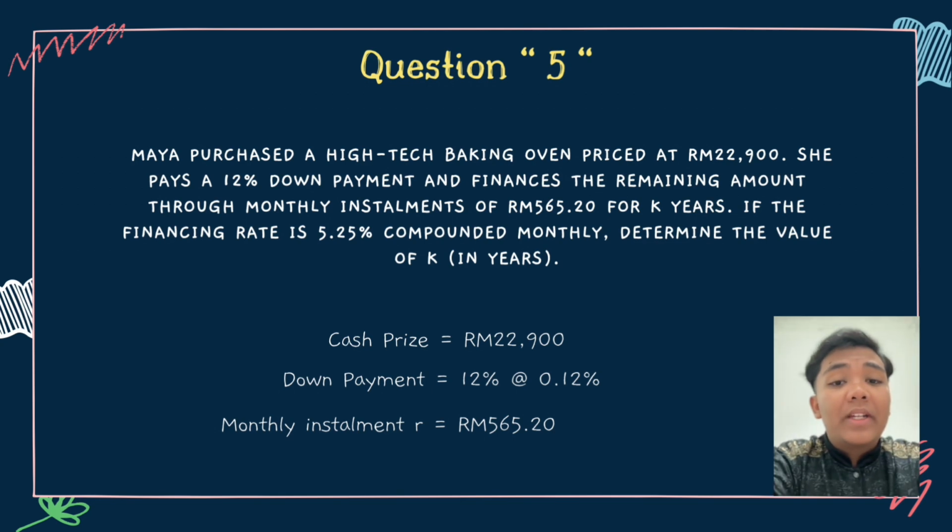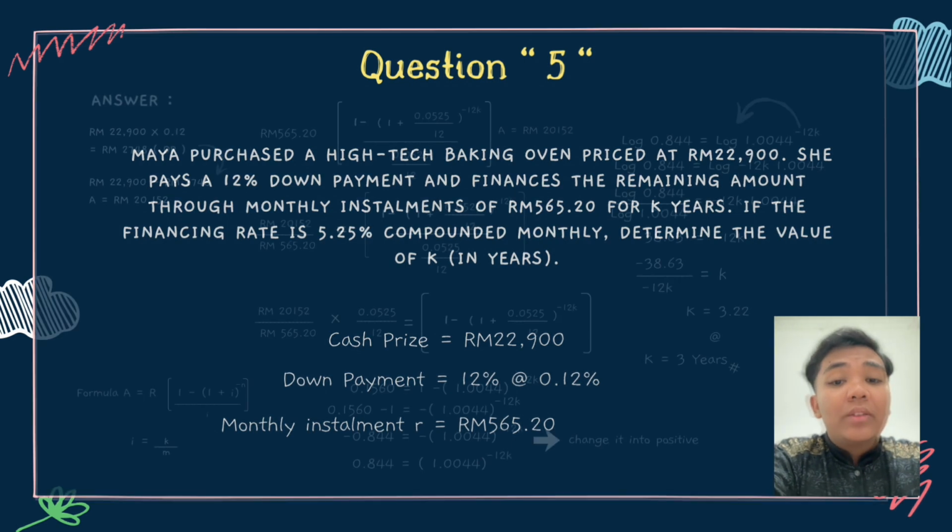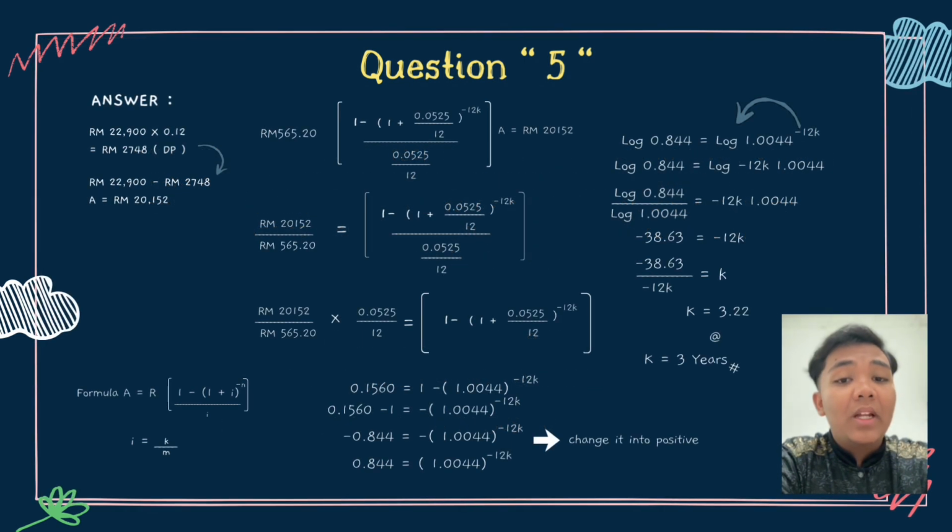Okay, we need to identify the information first, which is the cash price of 22,900, and she pays a down payment of 12%. So calculate the down payment first: we take 22,900 multiplied by 0.12 and then you can get the answer for the down payment. After we get the answer, you need to take the cash price minus the down payment to get the A. And the answer for A is 20,152 ringgit.